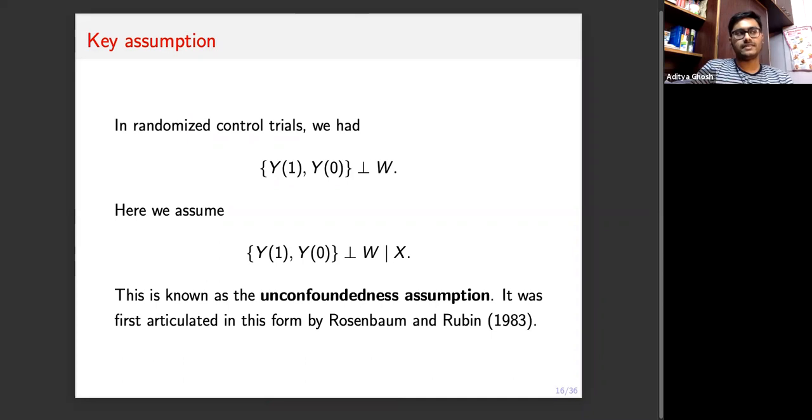And there are other names. I think some people call it exogeneity, or I think it was first articulated in this form by Rosenbaum and Rubin, and I think they called it something else. I cannot remember.